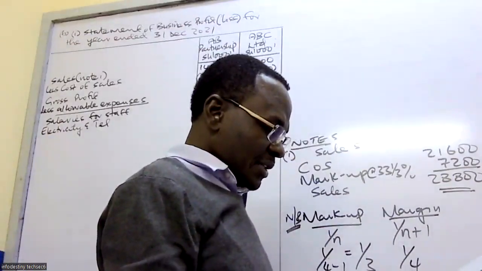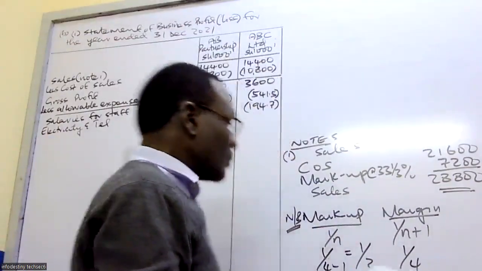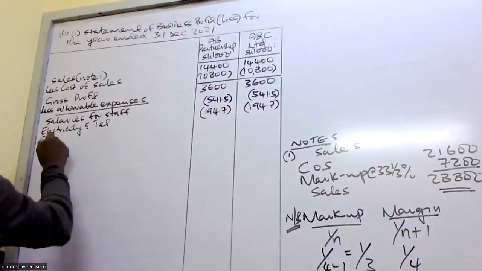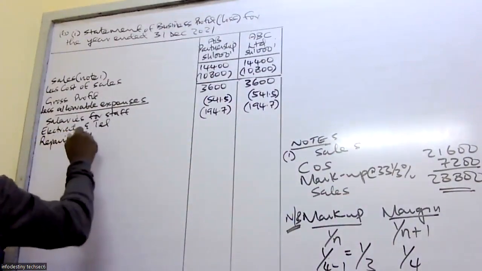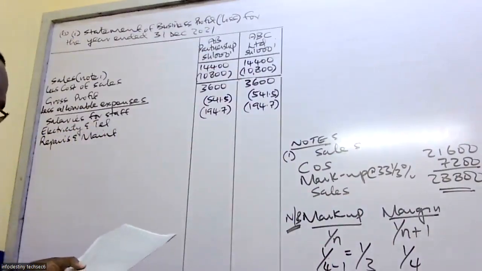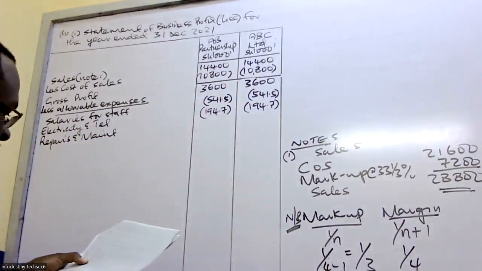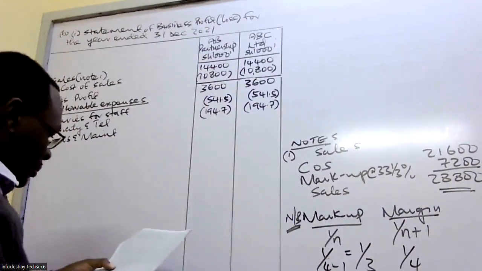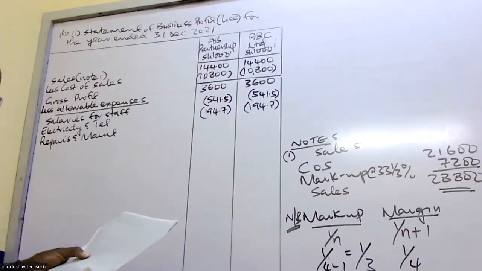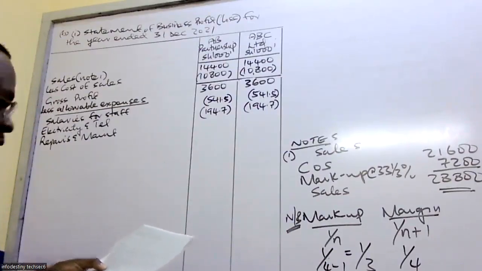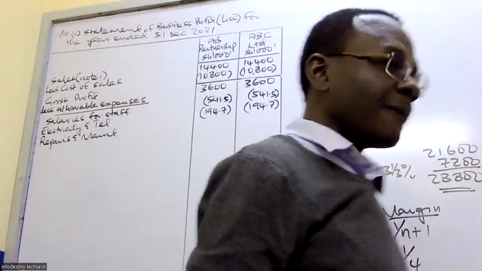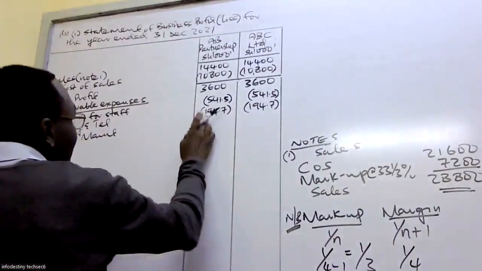Then repairs and maintenance. Just do an apportionment. Repairs and maintenance cost. Again, you get half of it. Half will be how much? Repairs and maintenance is 294.147.